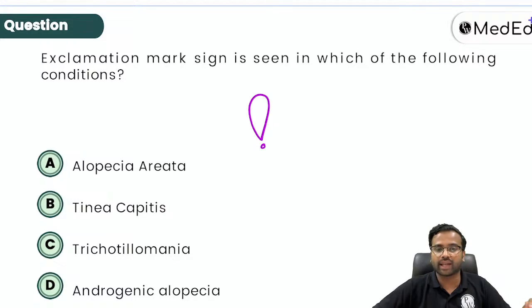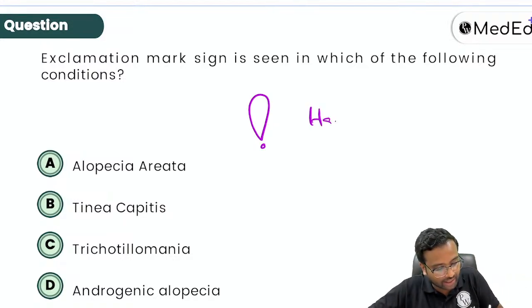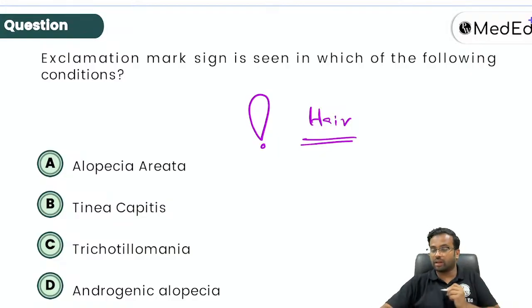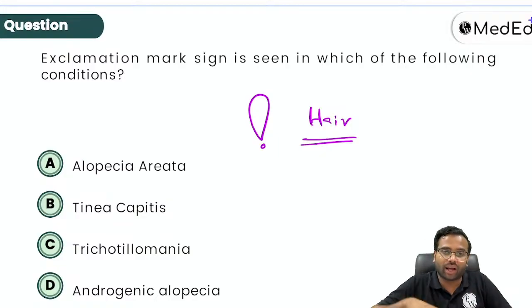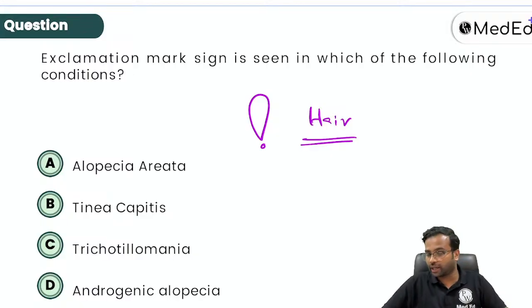So we understand that this is a finding that is seen in the hair, right? And now let's be more specific. Where? Alopecia areata, tinea capitis, trichotillomania, androgenic alopecia, and I'm waiting for your answer in the chat box. Yes, the chat box is all filled with A's. So yes, the right answer is alopecia areata.